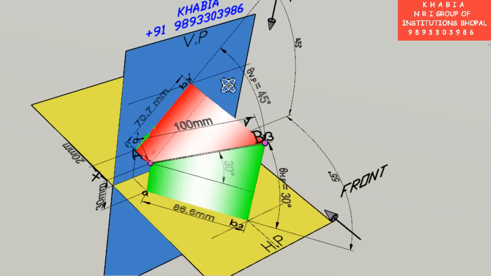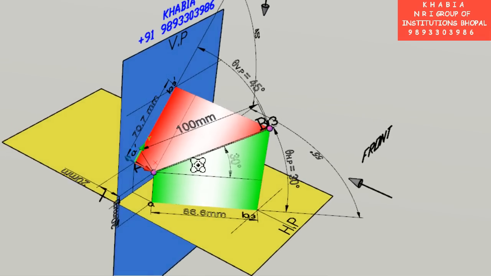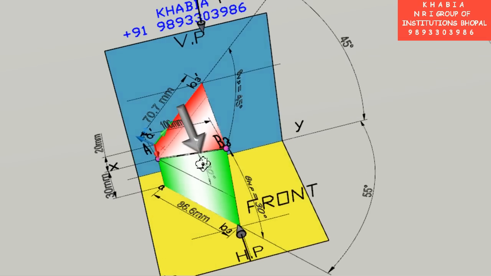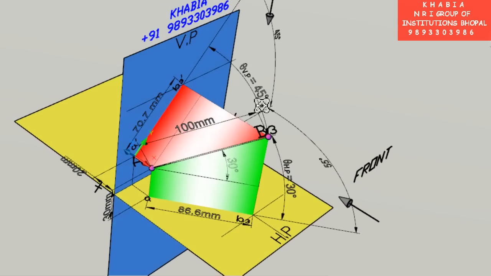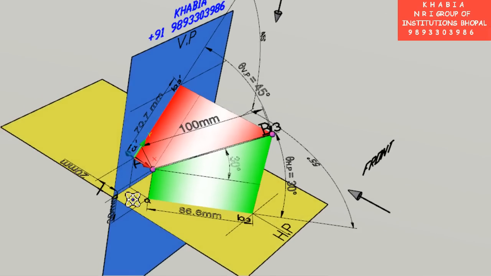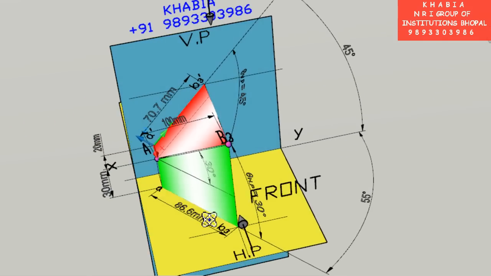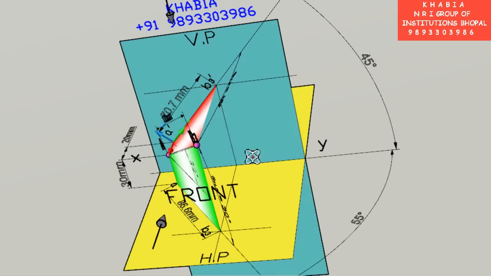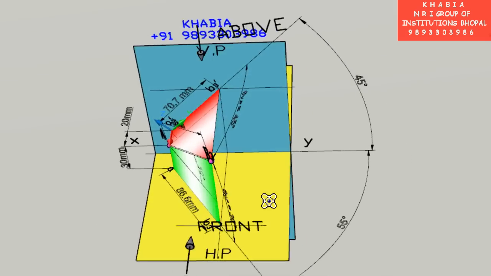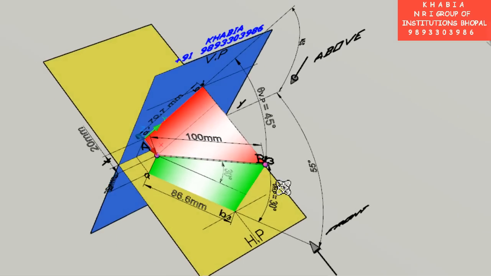Inclination of line with VP is the angle between the line and the vertical reference plane. Inclination of line with VP is the angle between the line and its front view. In this model, theta VP is 45 degrees. Whereas inclination of top view of line with reference line is the angle between top view a b3 and the reference line XY. In this model, it is 55 degrees as measured by AutoCAD.